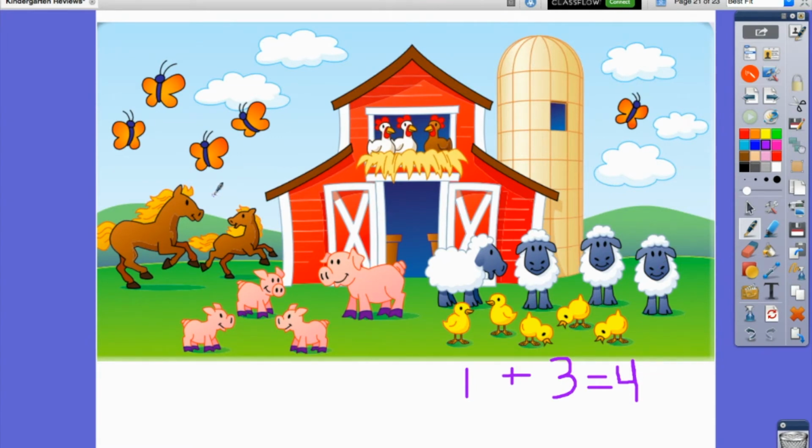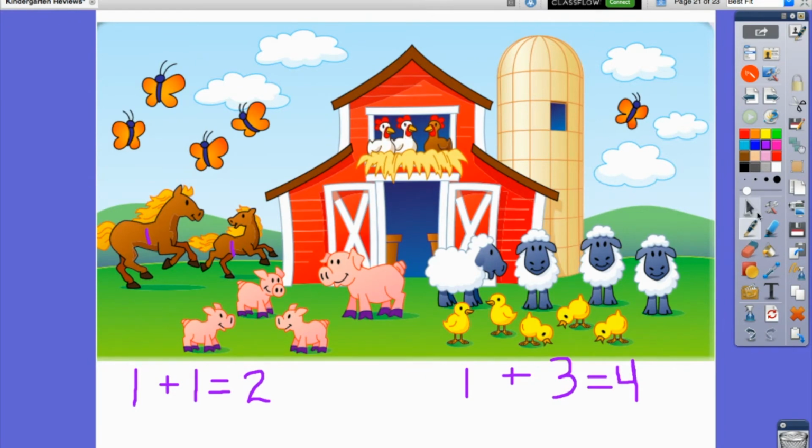What about our horses? It looks like we have a mama horse and a baby horse. So I have 1 and 1. 1 plus 1. How many horses are there all together? There are 2 horses. We have 1 horse here and 1 horse here. And when we put it together, we have 2 horses.